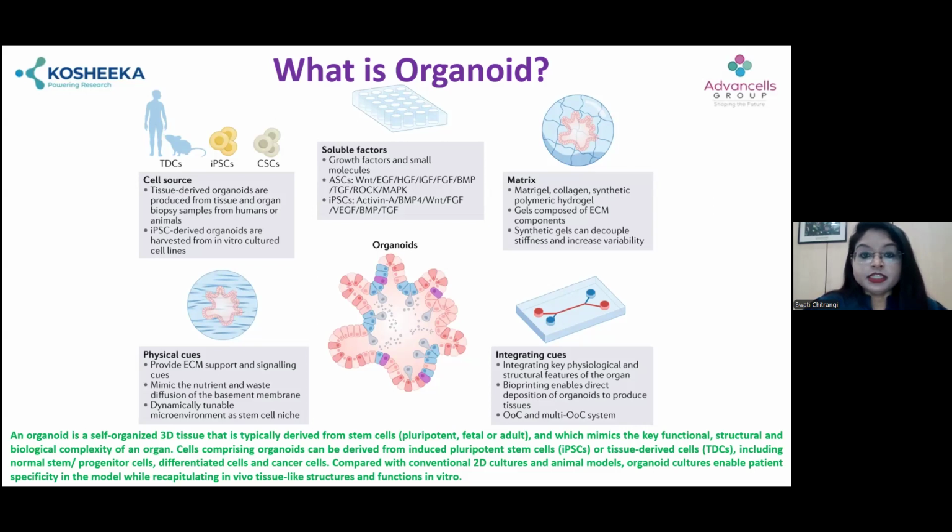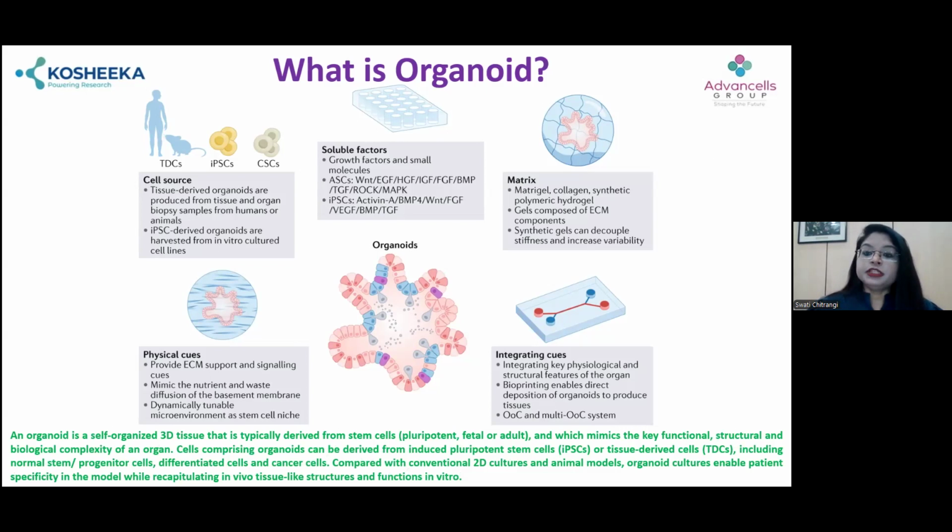Then growth factors. There are many types of growth factors, according to the organ's specific requirement. You have to add these growth factors to the organoids. For adult cells, you will need Wnt, EGF, epidermal growth factor, hepatocyte growth factor, IGF, FGF. For iPSC, for differentiation, you need activin A, BMP4, Wnt, FGF, VEGF, BMP, TGF, all these kinds of soluble factors based on the organoid which you want to generate.